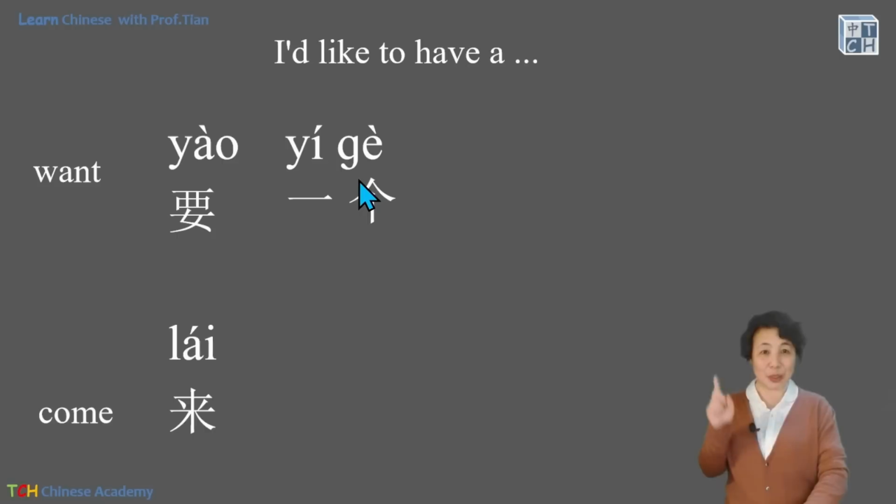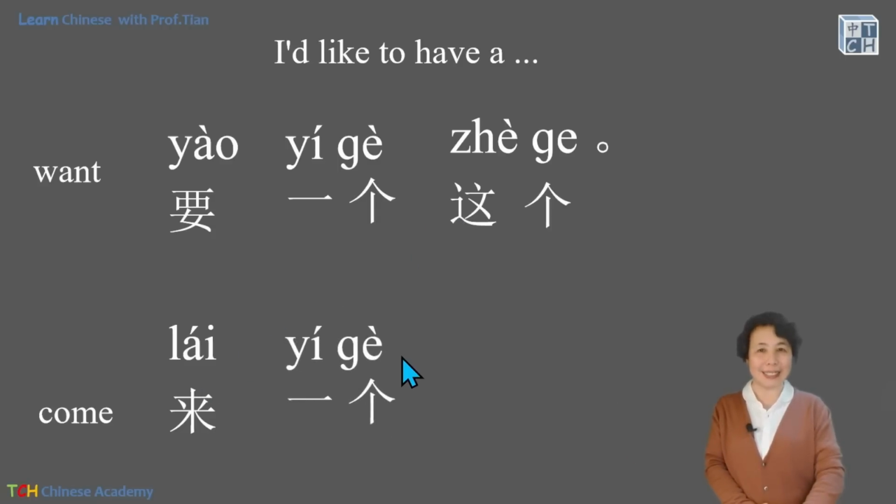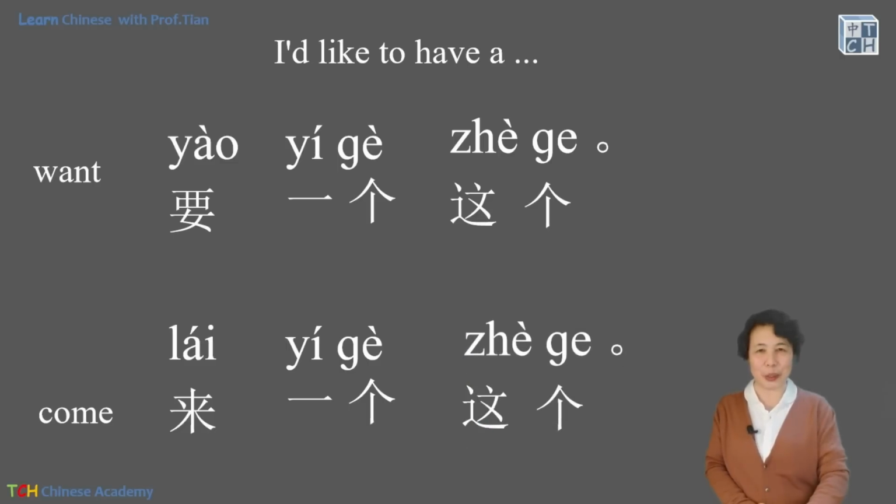Now let's use 要 to make a sentence. 要一个, that's one. 要一个这个. 这个 means you are pointing to something. Because you don't know the name of the dish, you don't know what it is, but you just see the picture, you can say 要一个这个. And you can also say 来一个这个. I think it's very good survival Chinese. Just simply say 这个. So 要一个这个 or 来一个这个.